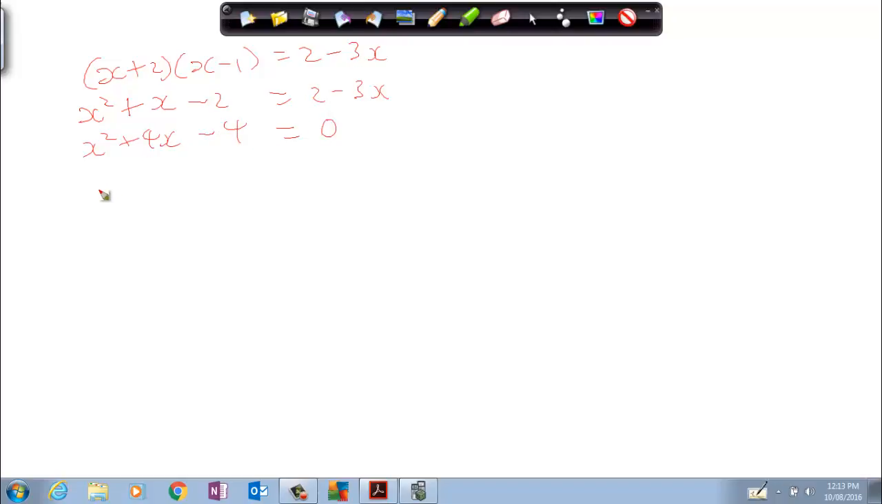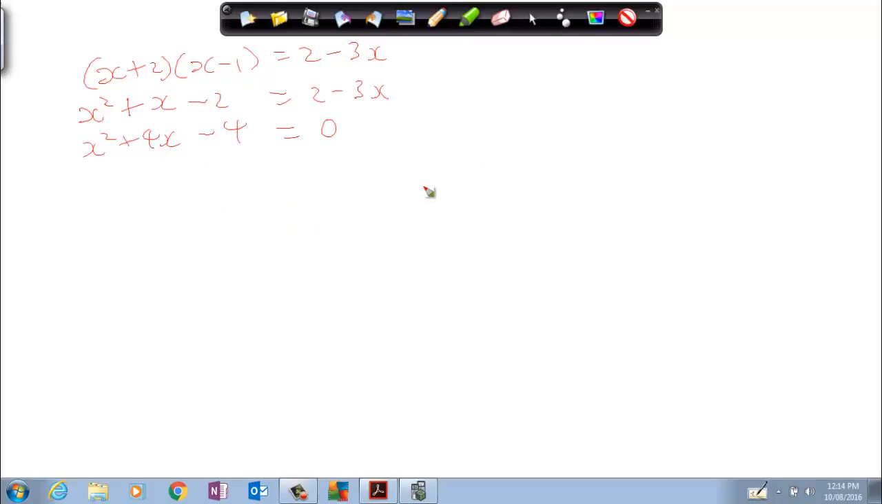Now factorising this, we'd get 2 times 2, and we actually can't get plus 4, so we'd have to use something different like completing the square, or we could use the quadratic formula to get our answers. Alternatively, we could go to the graphics calculator, and that's what the question is: use technology. Don't use the quadratic formula, don't use completing the square, although we could do that.